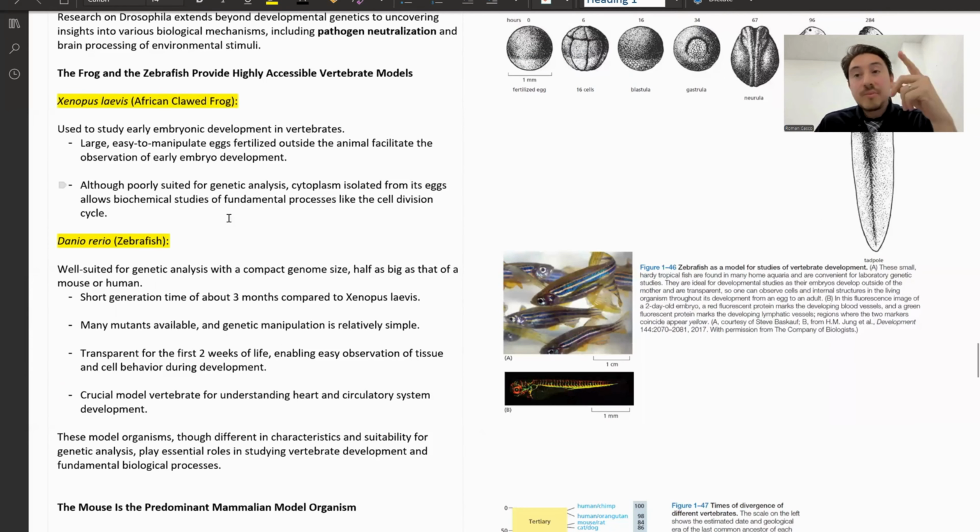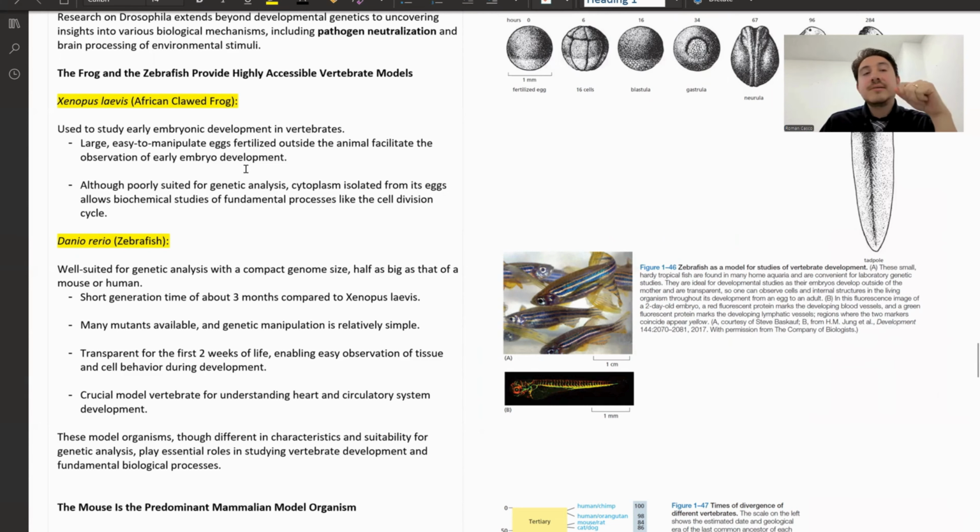Embryonic development in vertebrates. Okay, so now we're moving into this vertebrate field. They have relatively large eggs that are easy to manipulate in the laboratory. They're fertilized outside the animal, which facilitates the study of sexual reproduction and embryonic development. Poorly suited to genetic studies, though, but cytoplasm isolated from the eggs allows biochemical studies of fundamental processes like cell division to be studied. So even though genetic analysis might be a lot more difficult for amphibians, right?